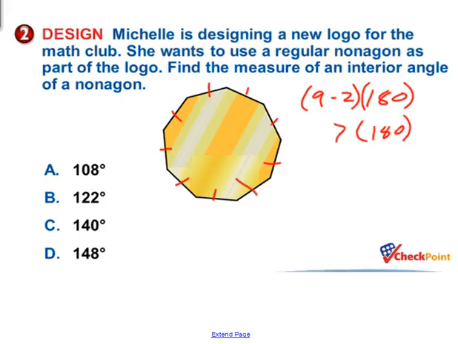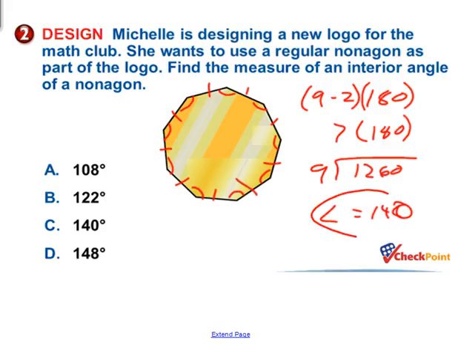Again, I'm going to check that with my calculator. 7 times 180 is 1,260. 1,260, that's the sum of all of these angles. There's 1, 2, 3, 4, 5, 6, 7, 8, 9 angles. So I'm going to divide 1,260 by 9, and I'm going to get 140 each. Each angle is equal to 140 degrees, so that becomes answer C.